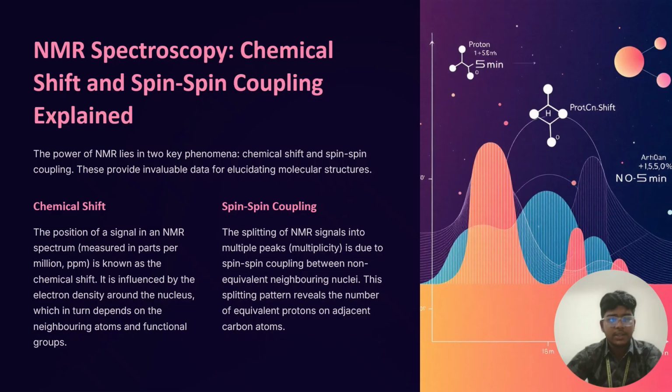Chemical shift, the position of a signal in an NMR spectrum measured in parts per million, ppm, is known as chemical shift. It is influenced by the electron density around the nucleus, which in turn depends on the neighboring atoms and functional groups. Spin-spin coupling. The splitting of NMR signals into multiple peaks, multiplicity, is due to spin-spin coupling between non-equivalent neighboring nuclei. This splitting pattern involves the number of equivalent protons on adjacent carbon atoms.